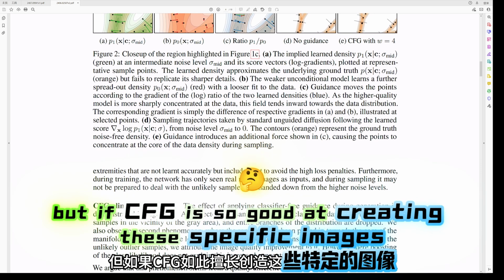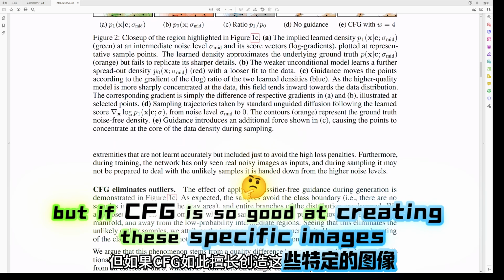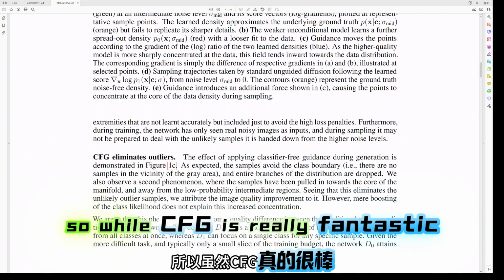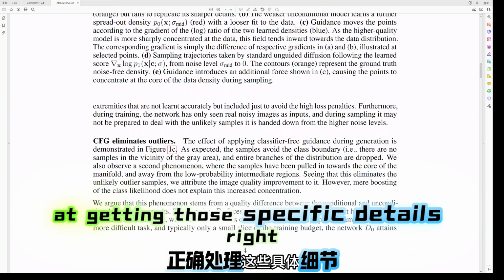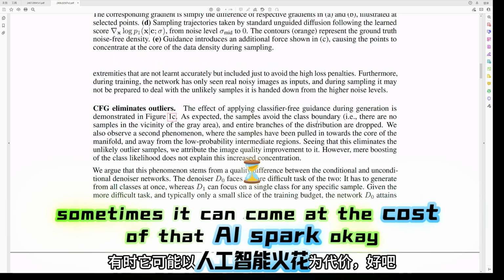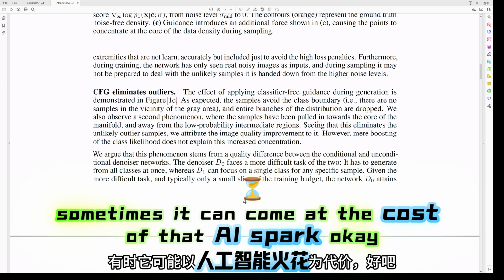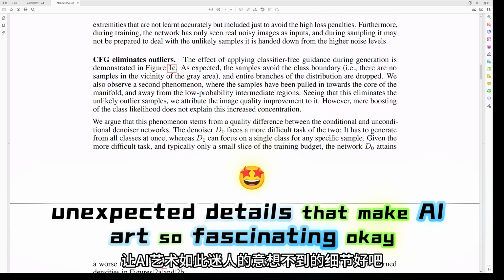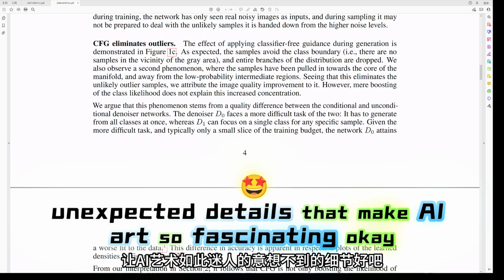But if CFG is so good at creating these specific images, what's the problem? While CFG is really fantastic at getting those specific details, there's a bit of a trade-off. Sometimes it can come at the cost of that AI spark, those unique, unexpected details that make AI art so fascinating.